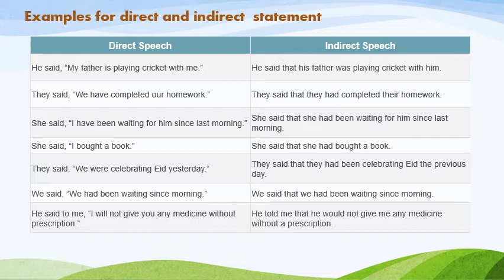The pronoun "my," change it to "his." And "is playing" is present continuous. I have to change the present continuous into the past continuous like this. And I have the pronoun "me," it should be changed to "him." And I have too many examples. You can see them and follow the steps that I have to follow to change the statement from direct into indirect.